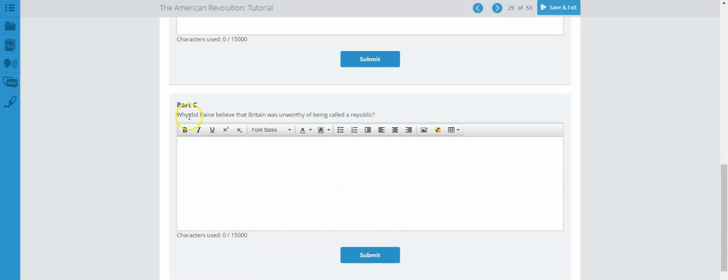Now, part C. Why did Paine believe that Britain was unworthy of being called a republic? What was going on with Britain that Mr. Paine believed that they did not have that right or did not deserve to be called a republic? Please make sure you provide again at least 5 sentences, which is something that you should be able to do based on your prior knowledge of this topic and the article that you were just reading.